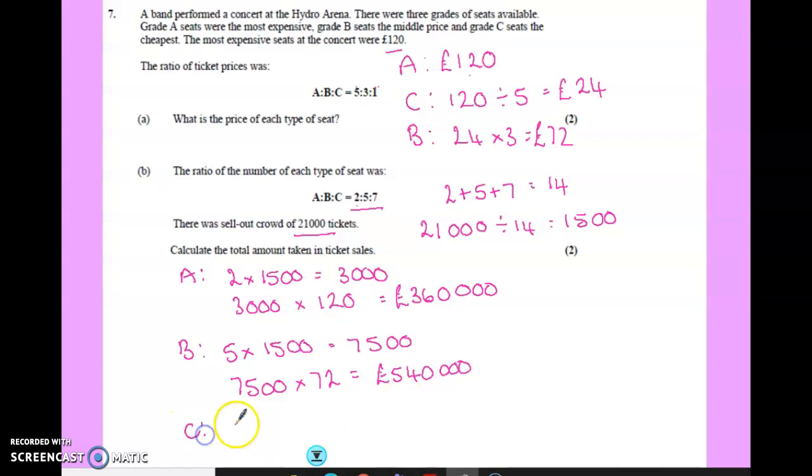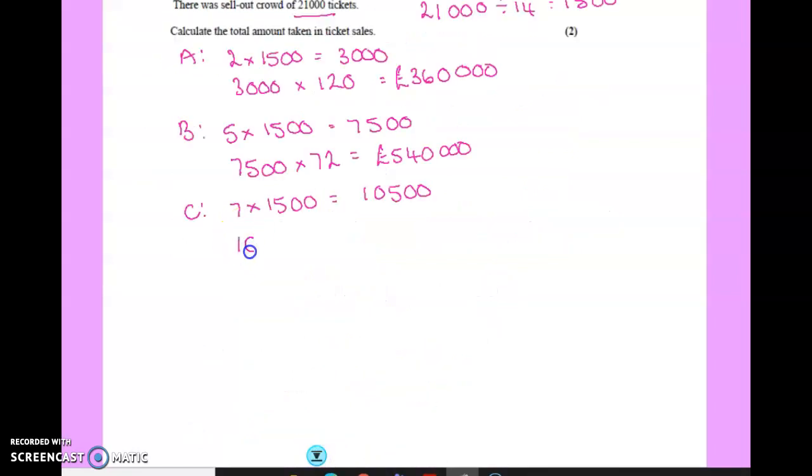And seat C has 7 lots. 7 times 1,500 is 10,500. Tickets at C cost £24. So we're doing 10,500 times 24, which is 252,000. To get the total cost then, we add up these three.